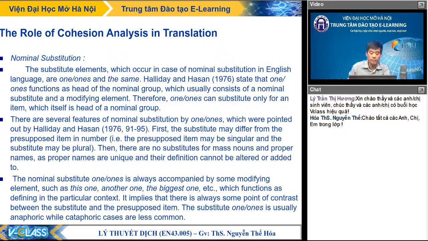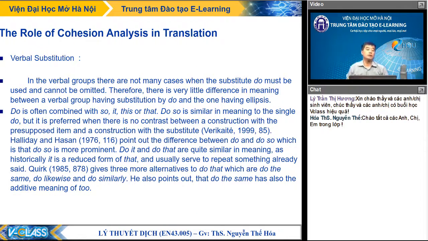Now next, the second kind of substitution, and that is called verbal substitution. In this case, we can use the word do: do so, do it, do this, do that. Only do. That is called verbal substitution.